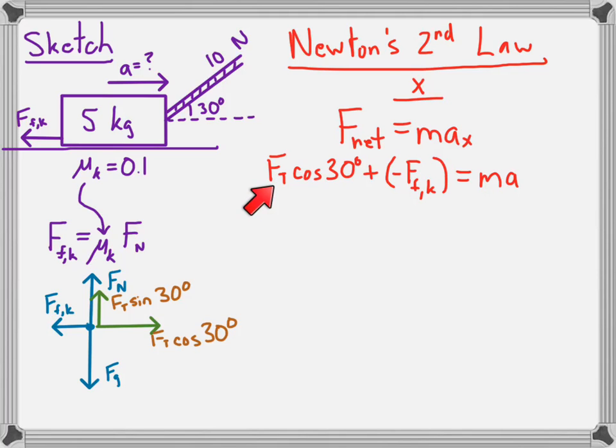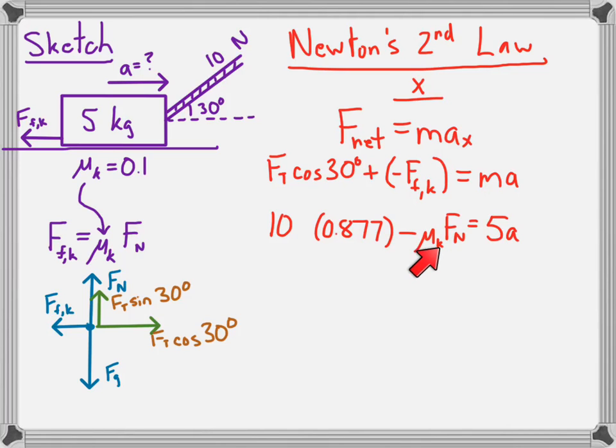I know that the tension force is 10 newtons, and I can replace this with this equation right here. And I know the mass of the object, so let's make those three substitutions. So we have 10 times 0.877 minus the coefficient times normal force equals 5 times 8. If I evaluate this, multiply those two together, I get 8.77. And they give me the coefficient of kinetic friction in the problem, so I can replace that. And this is as far as I can get in the x direction.